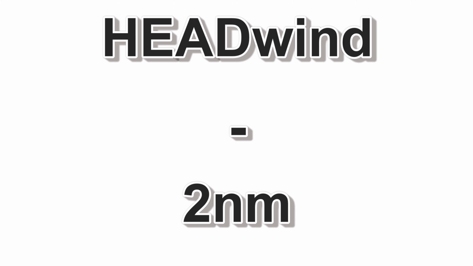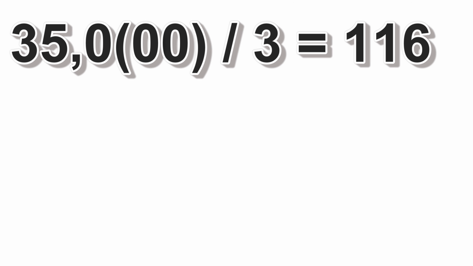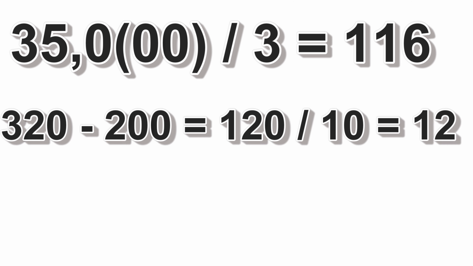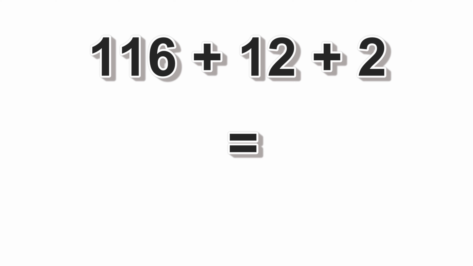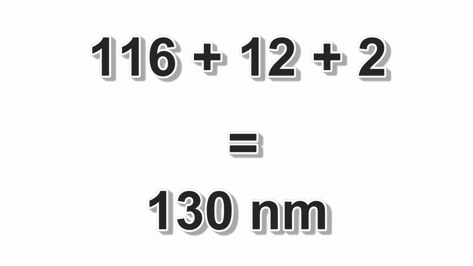So with the example above, I am at 35,000 feet, divided by 3 gives me 116 nautical miles. Now, my speed needs to be reduced by 120 knots to get down to 200 knots, and this will take me 12 nautical miles, 120 divided by 10. And finally, my 20 knot tailwind will add 2 nautical miles. So, add all of those up, and I will need to start my descent 130 nautical miles out from the runway.